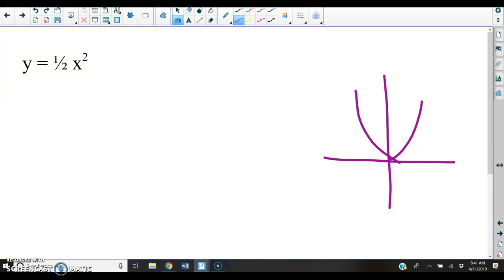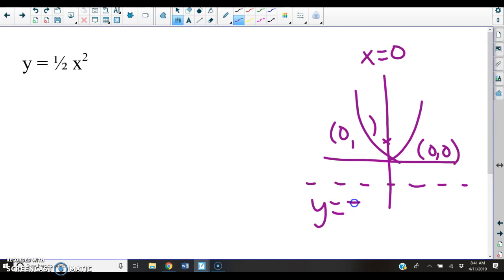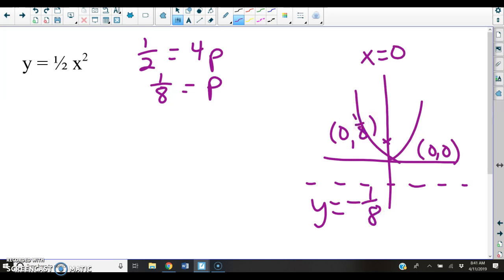So I know that my vertex is going to be (0, 0). My focus is going to be at (0, something). My axis of symmetry is x equals 0. And my directrix is going to be y equals -something. I got to figure out that something. Okay, so I'm going to say 1/2 equals 4p. So p is 1/8. So now this I know is 1/8, and this is -1/8, and I've done all that I said I was going to do. Okay, so the 1/2, I think you remember from before, that makes it pretty wide.